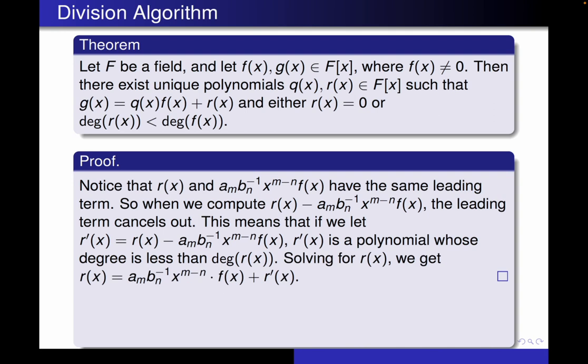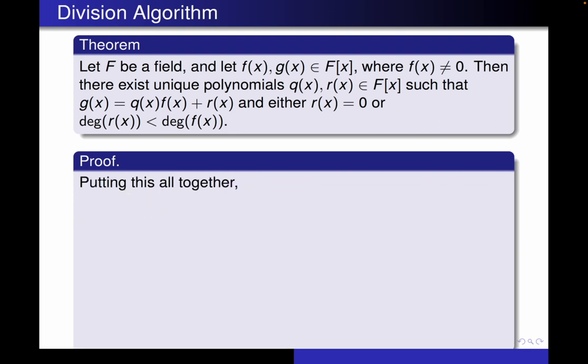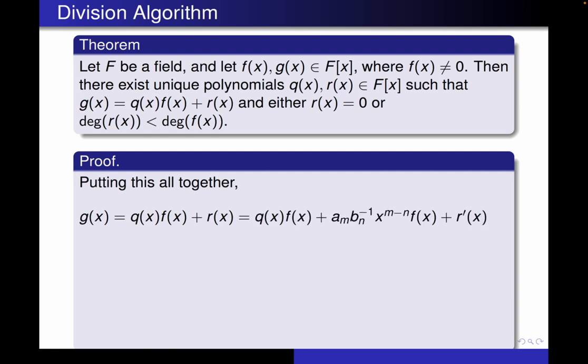So if we then solve for r of x in that equation, we get r of x equals a_m b_n inverse times x to the m minus n times f of x plus r prime of x. And now we're going to put this all together in our formula for g of x. Remember g of x? That's a very important part of this theorem. Remember we had g of x equals q of x times f of x plus r of x. But now we can replace r of x with the expression we just found: a_m b_n inverse times x to the m minus n times f of x plus r prime of x.